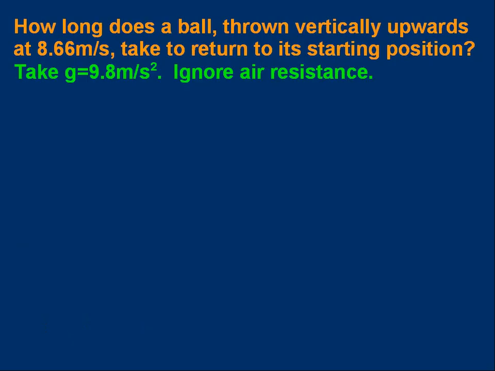Okay, here's an exercise for you. We often have to work out how long something is in the air for a vertically thrown object or for a projectile at an angle. So here's your first exercise. How long does a ball thrown vertically upwards at 8.66 meters per second take to return to its starting height? As always, g is 9.8 meters per second squared. You can ignore air resistance.